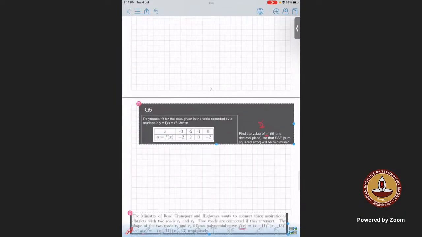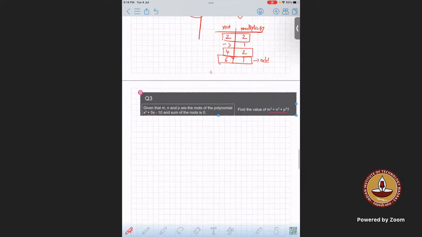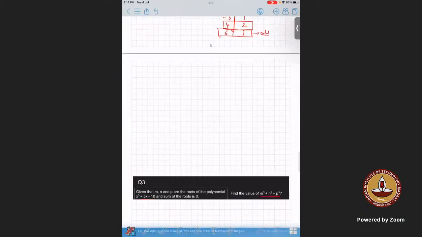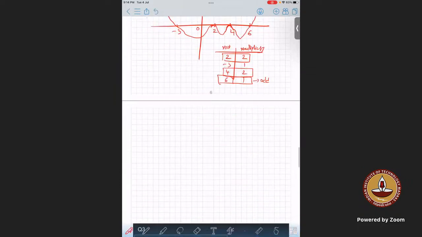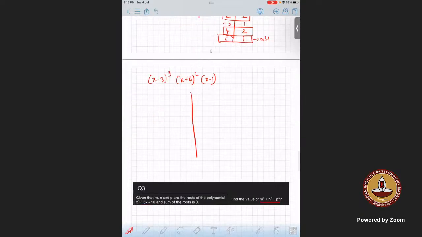Okay, I need to explain one more thing. What happens if the multiplicity is 3? For suppose we take (x minus 3) whole cube, (x plus 4) whole square, (x minus 1). I want the graph of this. Here the root multiplicities are: 3 has 3, minus 4 has 2, and 1 has 1.